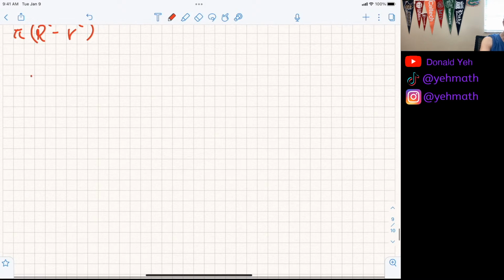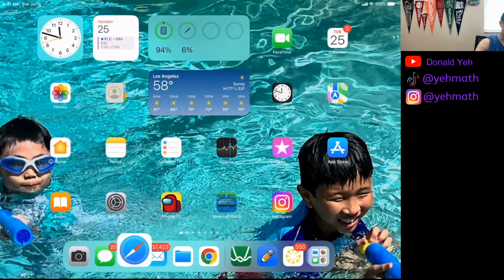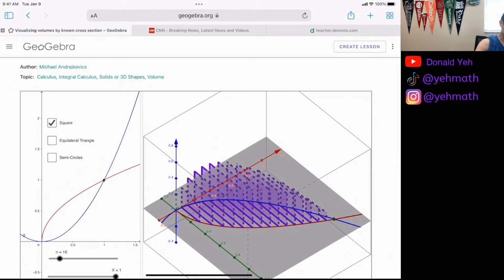And one more thing that you're going to do is cross sections. Now cross sections are actually fairly easy. You just have to memorize certain things. But remember this.